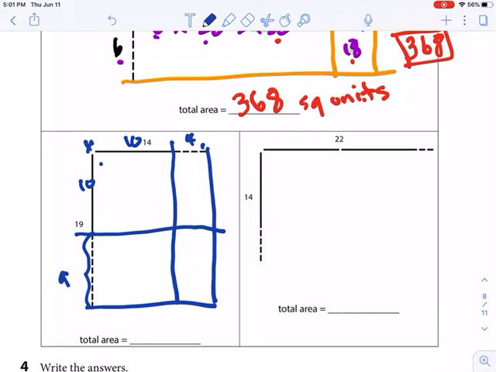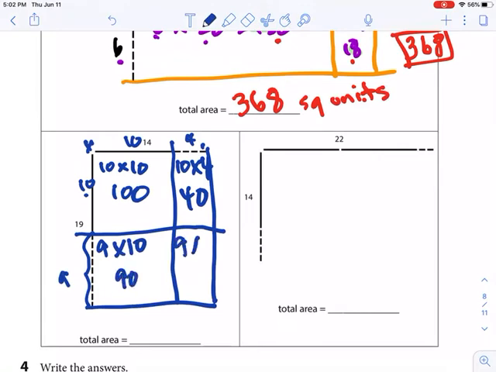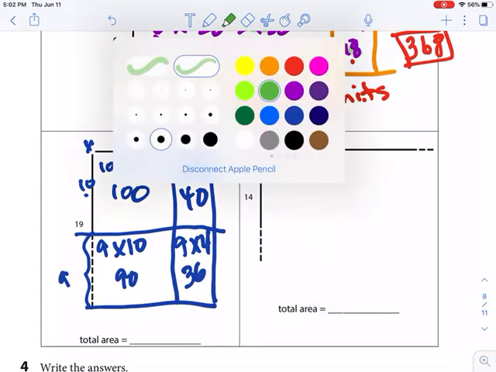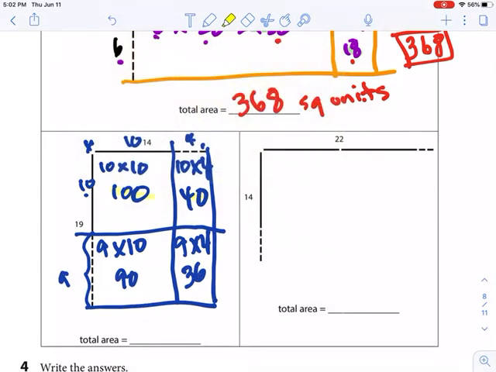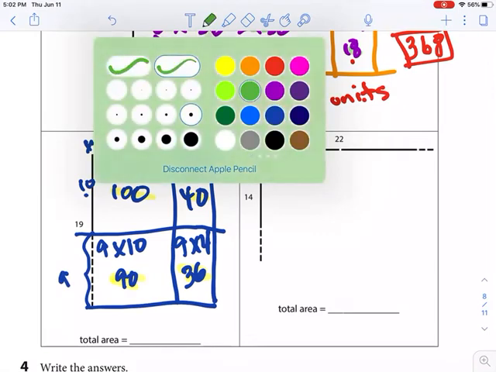10 times 10 equals 100. 10 times 4 equals 40. 9 times 10 is 90. And 9 times 4 equals 36. All right, I'm going to highlight all those partial products just so we don't get confused. And then now I'm going to go ahead and add them together.